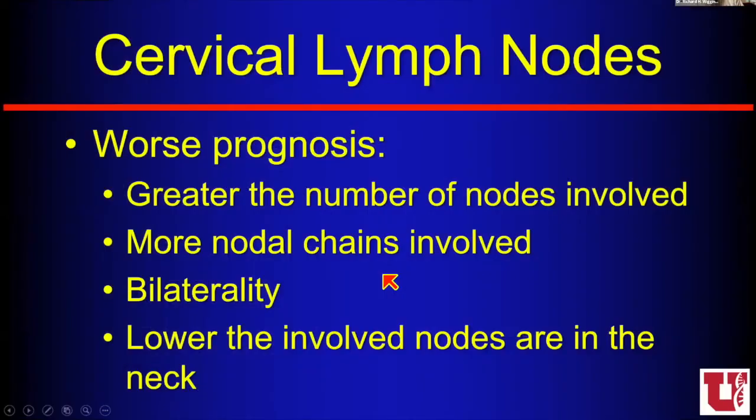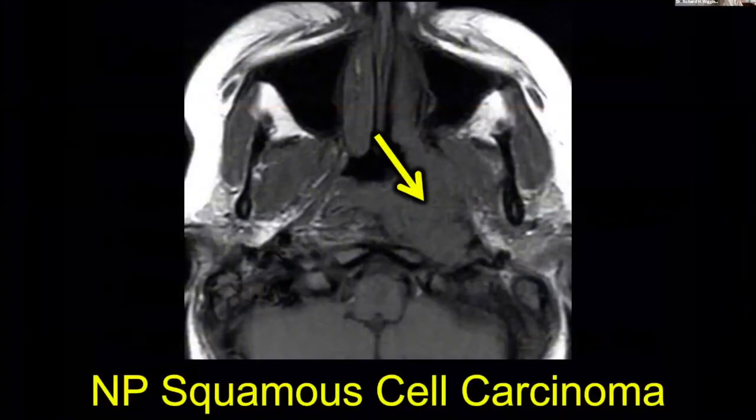So we also know that with lymph nodes, you have a worse prognosis with the greater number of nodes involved, the more nodal chains. If it's bilateral, that's worse. And the lower in the neck, the closer to the heart the lymph nodes are, the worse the prognosis is. So we know that lymph nodes are very important in head and neck cancer. Now, how we evaluate these cases is also very important.